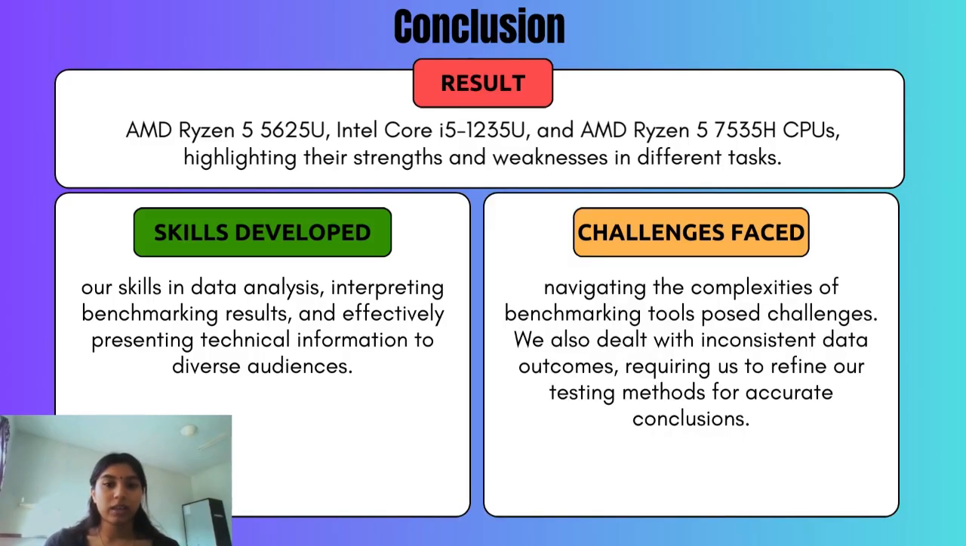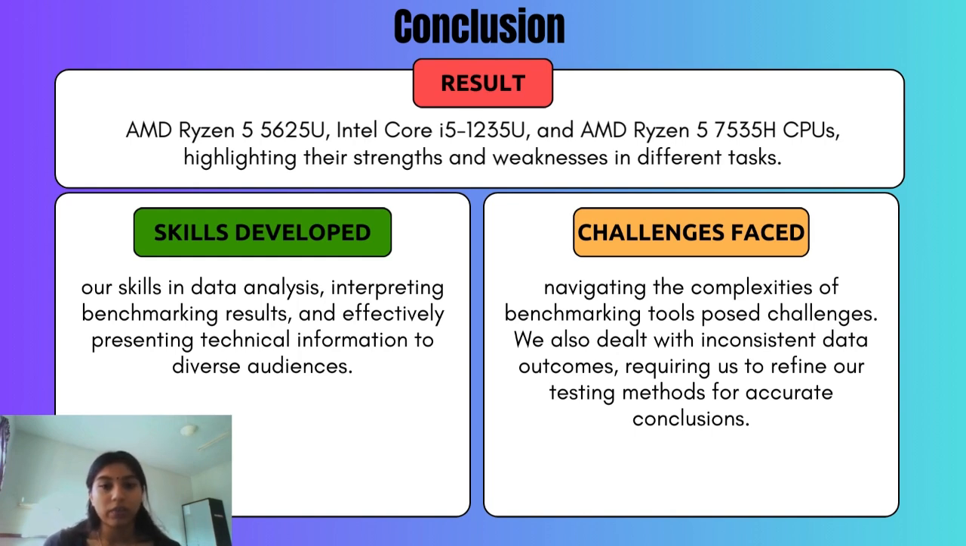In conclusion, we analyzed the AMD Ryzen 5 5625U, Intel Core i5-1235U, and AMD Ryzen 5 7535H CPUs, highlighting their strengths and weaknesses in various tasks. Throughout this process, we sharpened our skills in data analysis, interpreting benchmarking results, and effectively presenting technical information to diverse audiences.